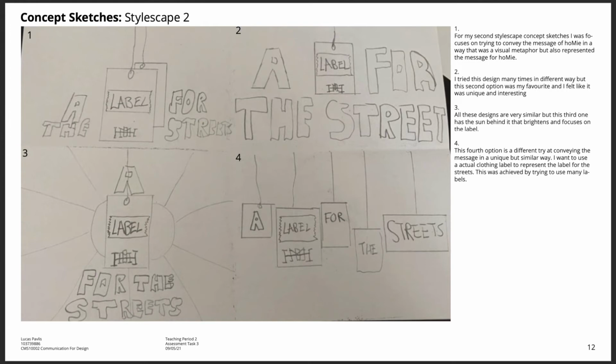All these designs are very similar, but this third one has the sun behind it that brightens and focuses on the label. This fourth option is a different try at conveying the message in a unique but similar way. I wanted to try an actual clothing label to represent the label for the streets. This was achieved by trying to use many labels to spell out all the words.